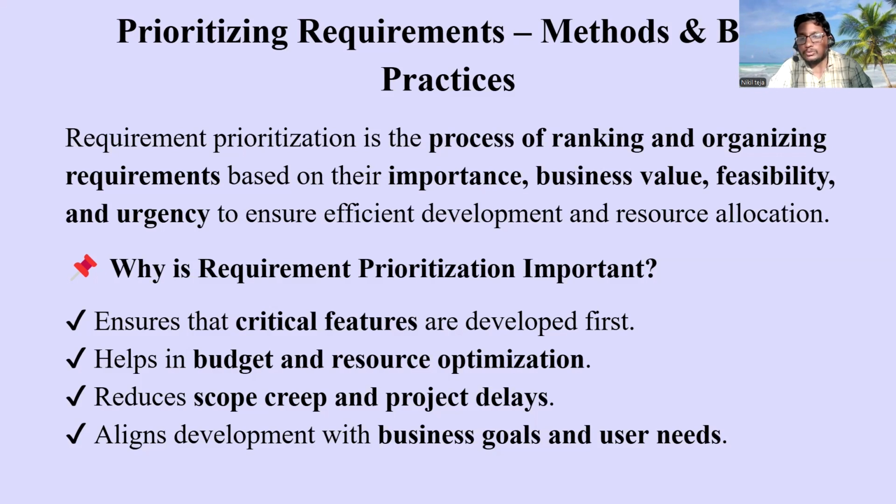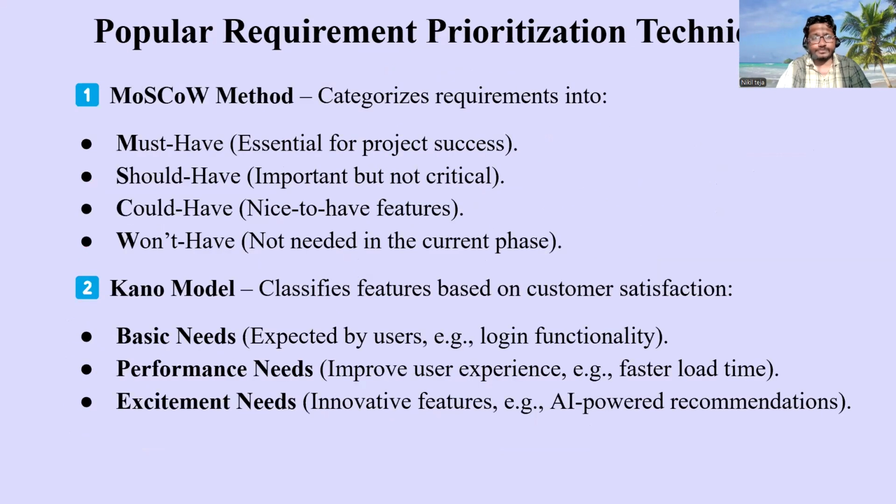Aligns development with business goals and user needs. As I said before, if the software product is not generating the revenue or the profit for the client or the business, it is waste, right? The product is waste. So it should solve the problems of users as well as generate the revenue for the business. So it should align the business goals as well as user needs. This is the reason why we will be prioritizing the requirements, so that those prioritized requirements will be translated into user stories, then on to features.